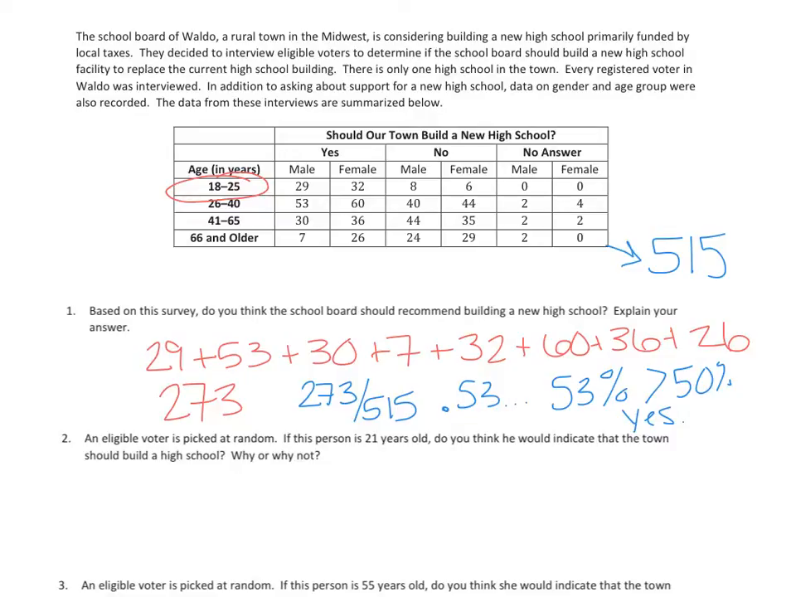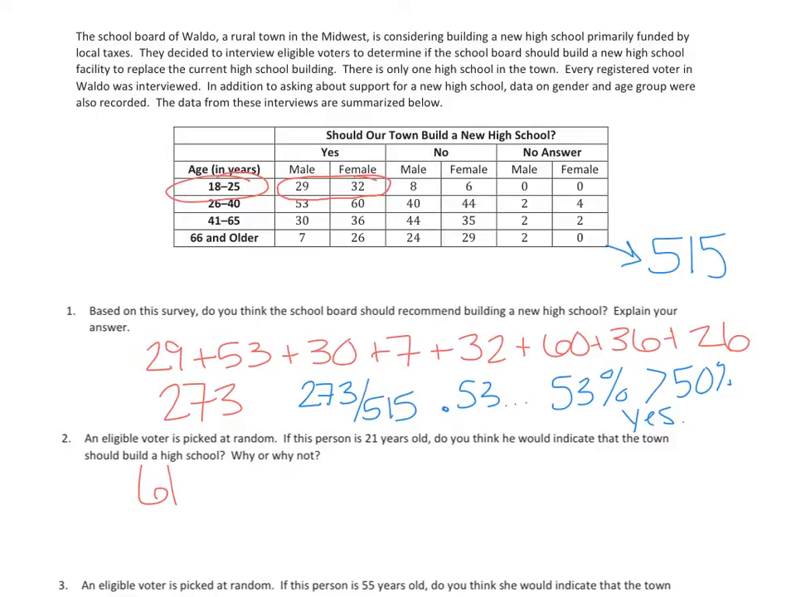So if I randomly pick a person in that age range, do you think they should build a high school? Well, so I'm just going to compare the yeses. So if I just look in that age range, that looks like 61 people say yes.